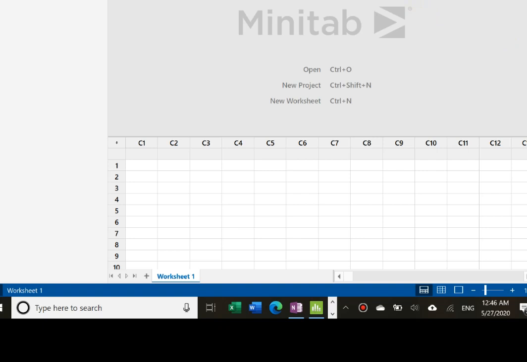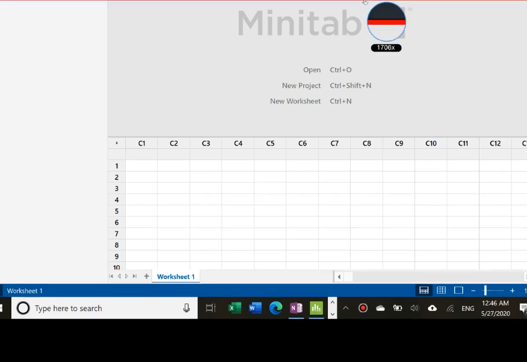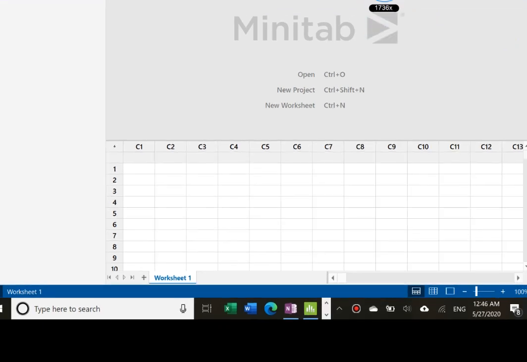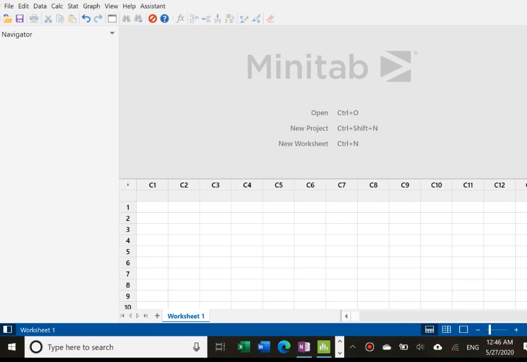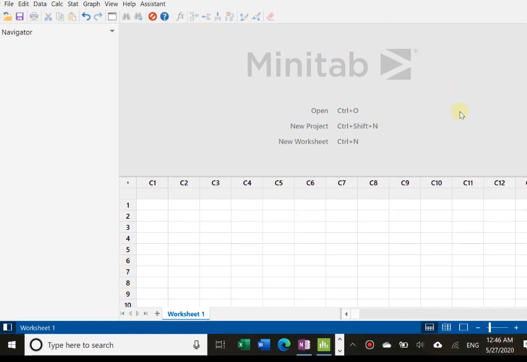And actually what I need to do is carry this all the way up, maybe, so you can actually see what I'm doing here. Okay, and there you go. We're good. So you actually are now seeing this whole Minitab thing.